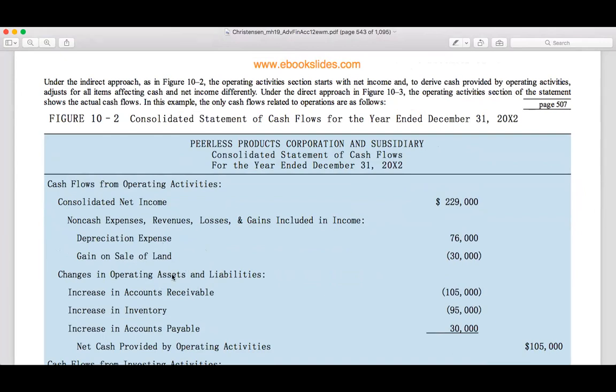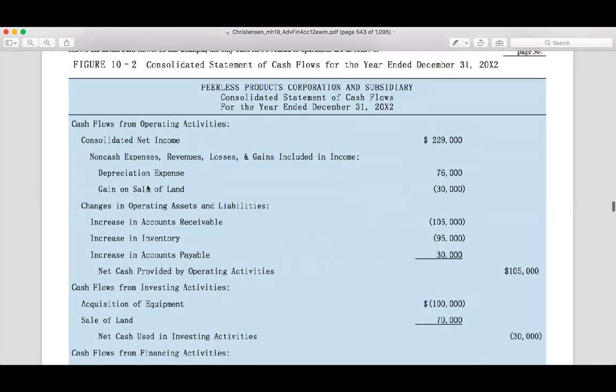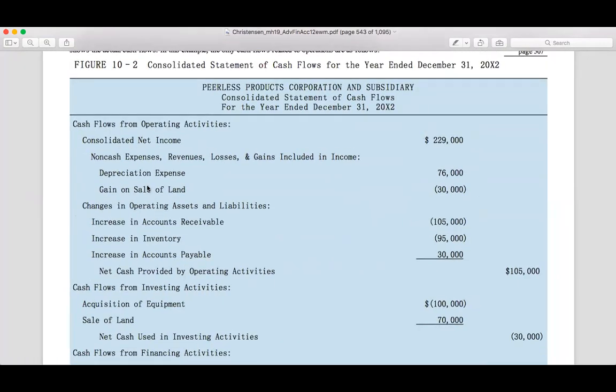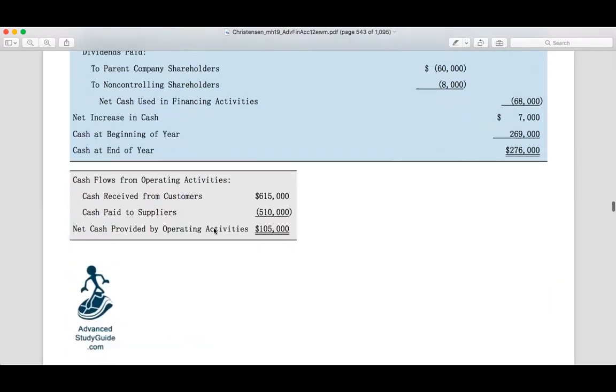So from the very beginning, the difference is in the operating activity section between direct and indirect method. Let's have a look at this one. This is the indirect one. It started with the net income, and after that there are changes in operating assets and liabilities. After that, we get the net cash provided by operating activities.